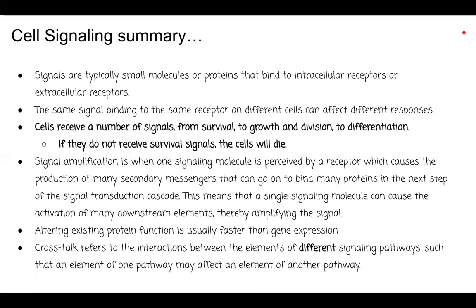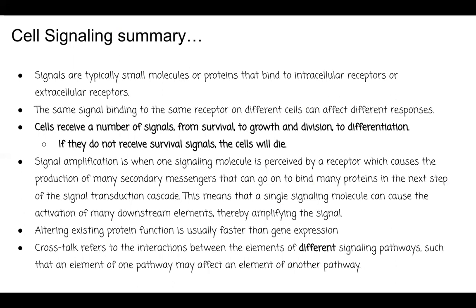So this is just a cell signal summary of stuff that I said and stuff that Chi said. In general, signals are typically small molecules or proteins that bind to intracellular receptors or extracellular receptors. The same signal binding to the exact same receptor on different cells can have different responses. And cells can receive a wide variety of signals, from survival, growth, division, differentiation. And if cells don't receive multiple signals or the survival signals that they need, then the cells will die.